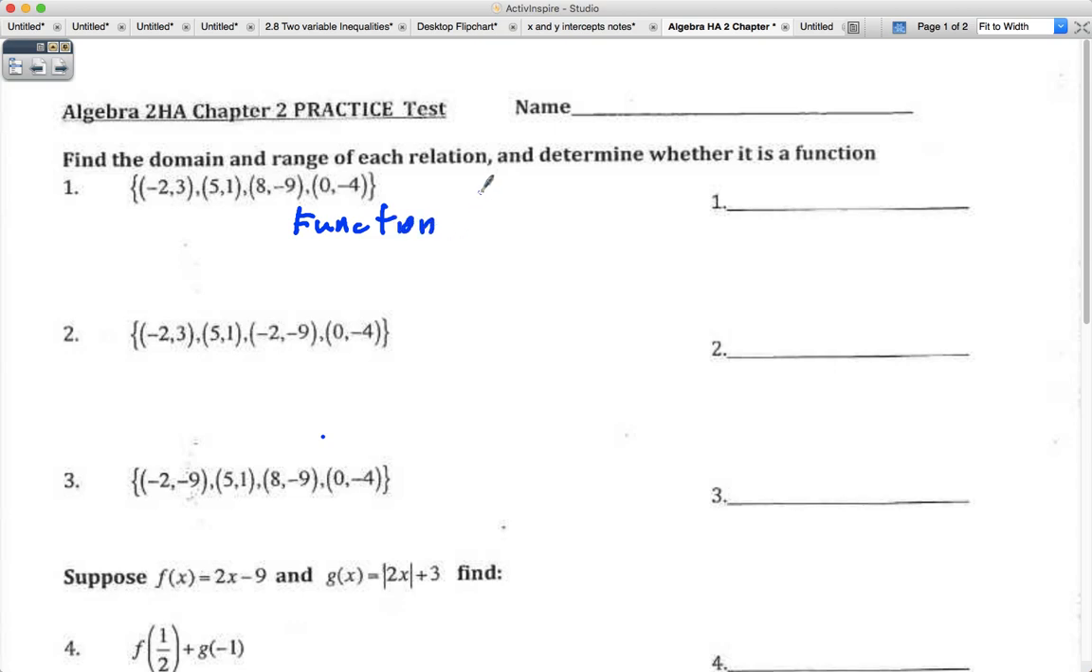And the domain in numeric order would be the set -2, 0, 5, and 8. The range in numeric order would be the set -9, -4, 1, and 3.